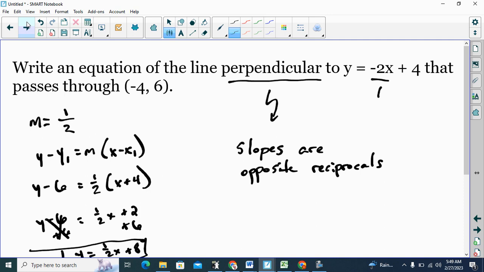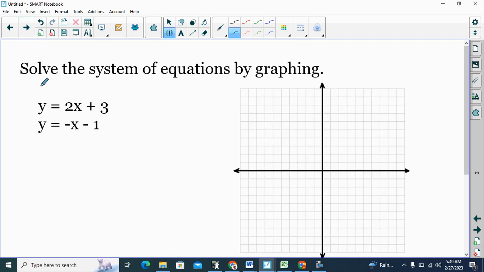From there, in Unit 6, we moved into systems of equations. First, solving systems of equations by graphing. This is where we graph the two lines, and we find where those two lines cross each other.